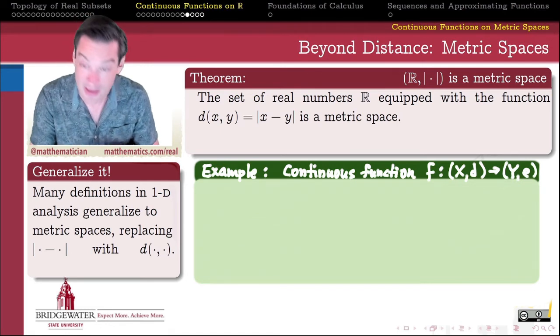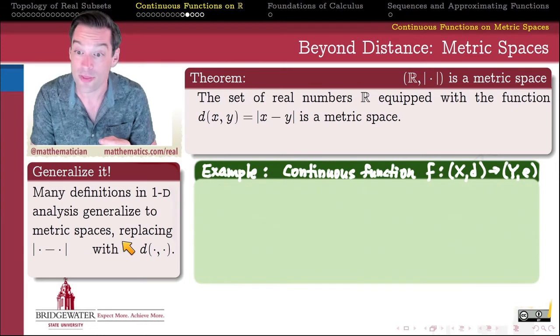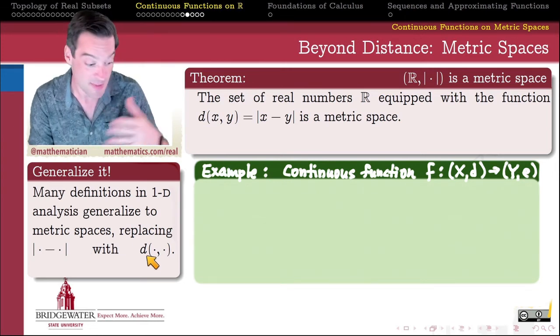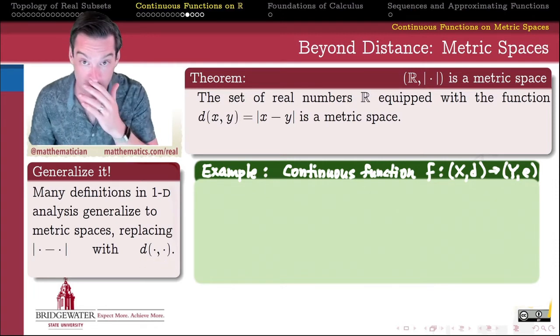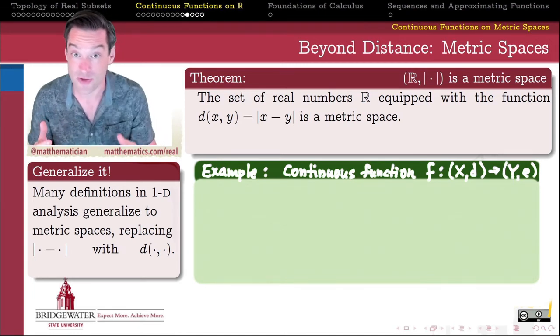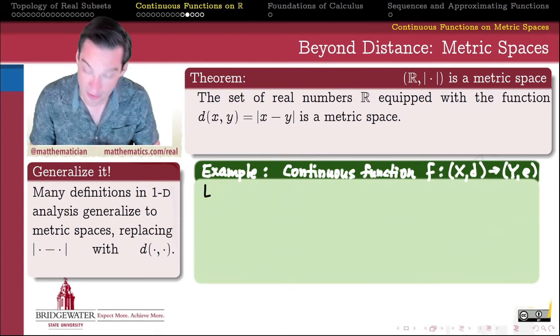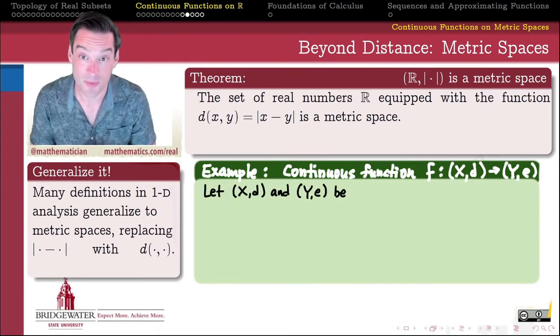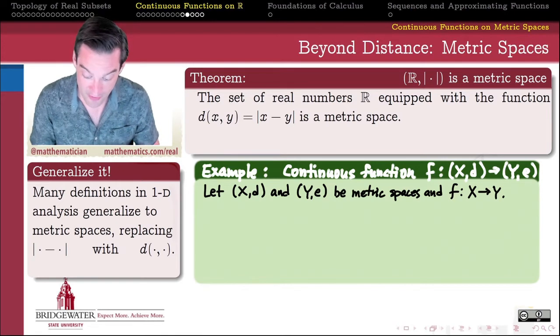All we have to do is replace the specific absolute value of a difference of real numbers with the more general, or depending on the case, specific but different metric, the distance between two things. So as an example, what would it look like to write out a definition of what it should mean for a function from one metric space to another metric space to be a continuous function? Well, the first thing we'd do is write out the definition that we know from one-dimensional, plain, ordinary, real analysis of one-variable functions. Let's let x and y be metric spaces and f be a function from x to y.